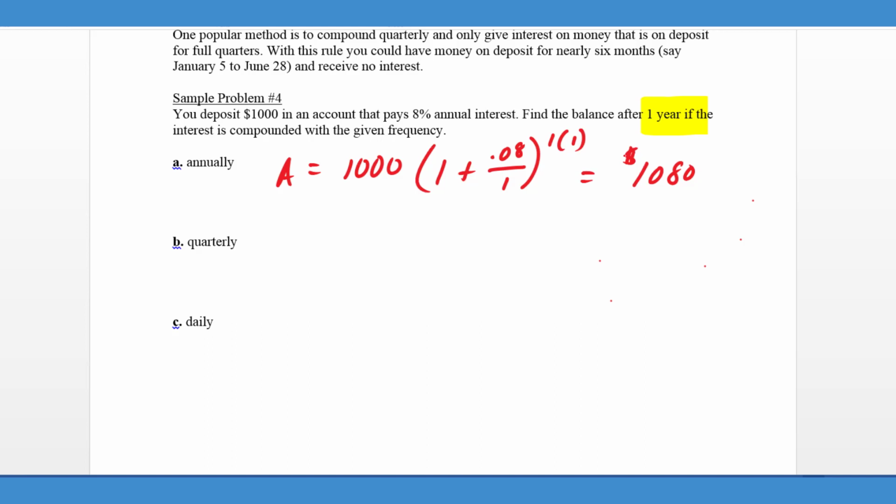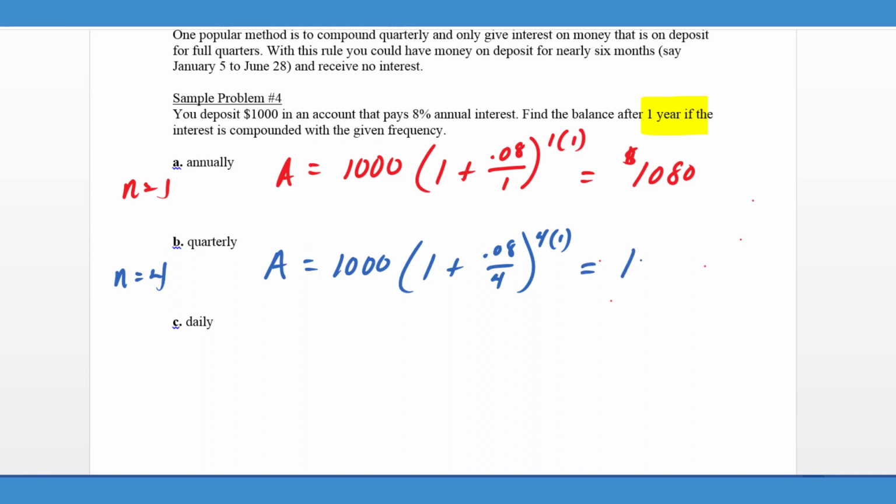Okay, so let's see how that changes whenever we do this quarterly. Annually, our n was just a simple 1. But quarterly, our n is going to be 4 times per year. So we have 1,000, 1 plus 0.08, and now this time it's over 4, and then we're also multiplying 4 times our t there as well. If you put that in your calculator, you'll end up with $1,082.43. So a little bit more money doing it quarterly.